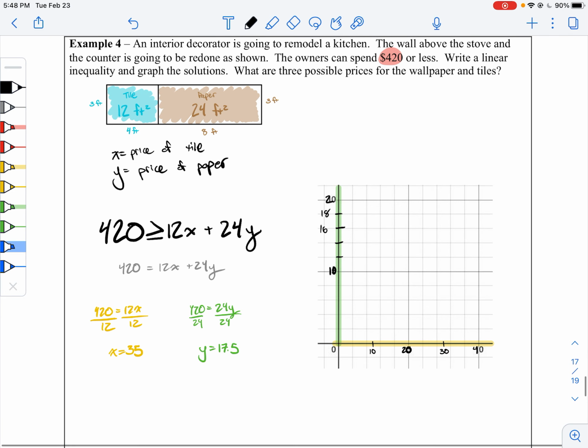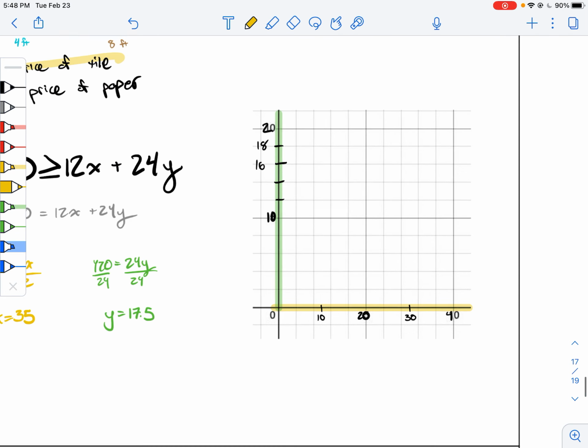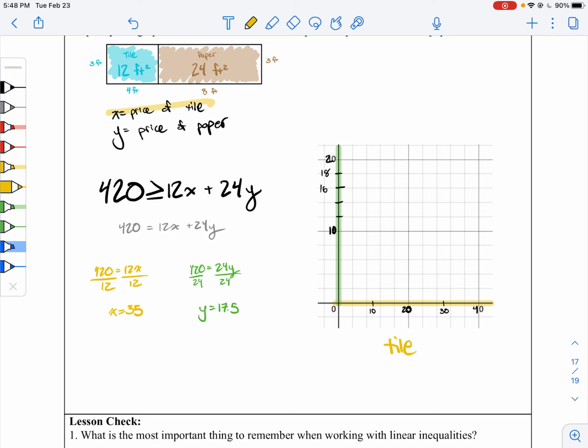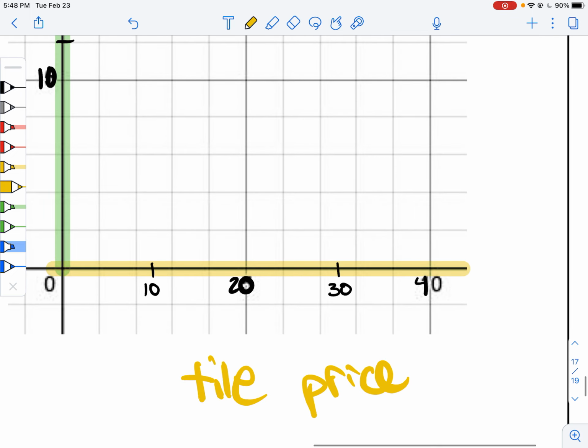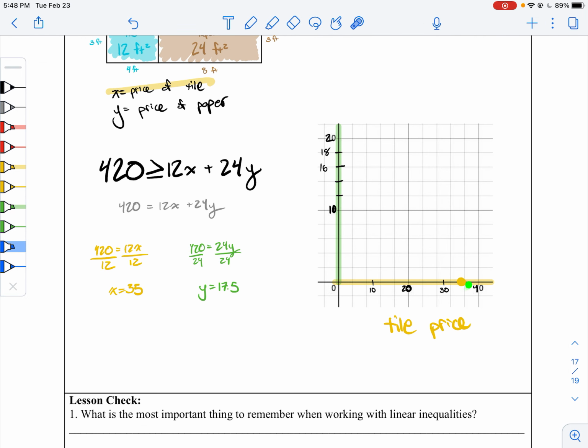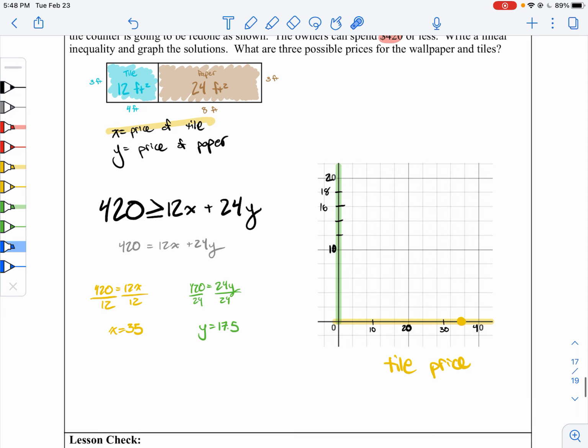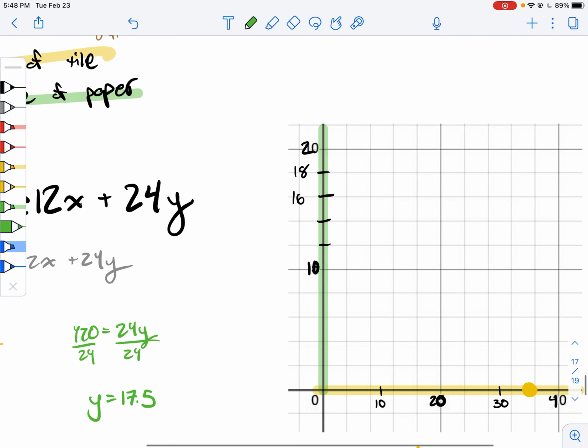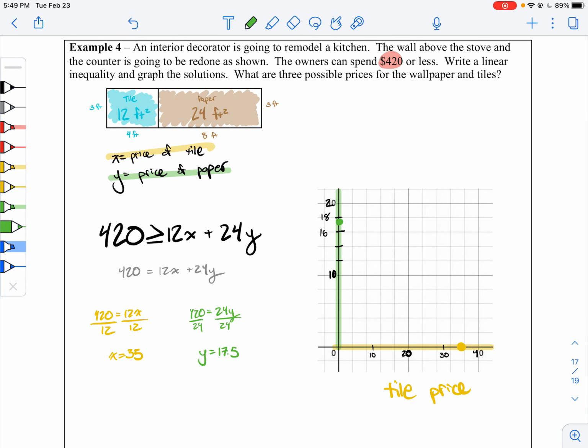Nailed it. Okay, so remember what x stood for? X is the price of the tile. So in saying that x is 35 when y equals 0, this means that we can buy $35 tile if our paper is free, if we don't buy any paper. Alternatively, in finding our y-intercept, remember y is the price of paper. So if we get paper that is $17.50 per square foot, we will have no budget left for tile. Ideally, we'll find something in the middle.